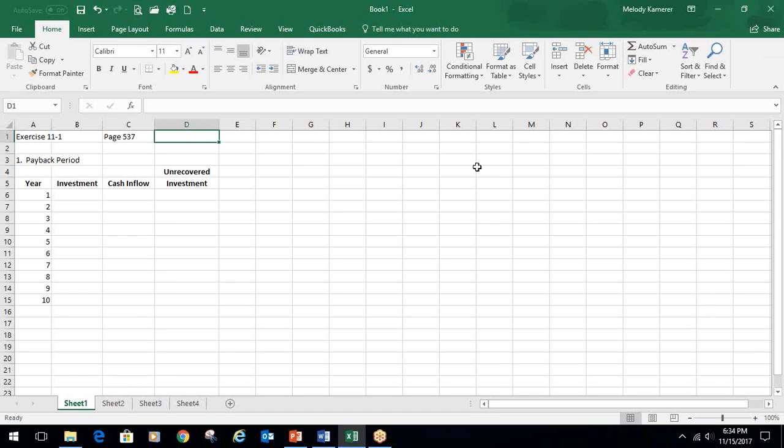Hi, I promised you some help on these chapters, so let's look at some of the exercises at the back of chapter 11, starting on page 537. The first thing we're going to look at is exercise 11-1, which looks at a payback period for capital investments.